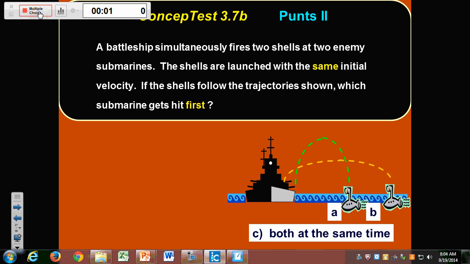A battleship fires 2 shells at 2 submarines. They have the same initial velocity, but they have different angles of their initial velocity. So which submarine gets hit first? Is it this submarine, where it goes up and comes down? This submarine where it goes lower, but it goes a longer distance? Or are they both at the same time?